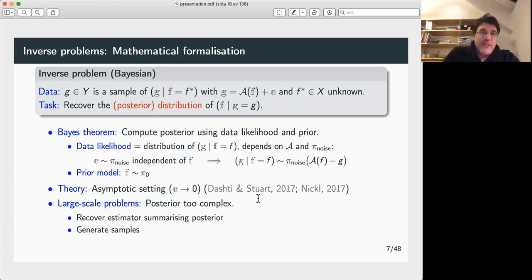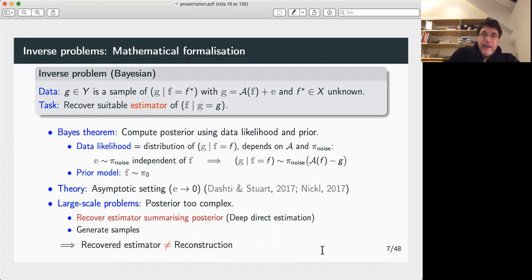Well, you need to settle for something less. So either you recover a suitable estimator that summarizes the posterior in a suitable manner, it could be the posterior mean, for example, or you generate samples. And here I want to say something. When I say recovering an estimator, it's not a reconstruction, it's a reconstruction method. That's a very, very subtle difference. When we have an estimator at hand, it's a reconstruction operator by itself.